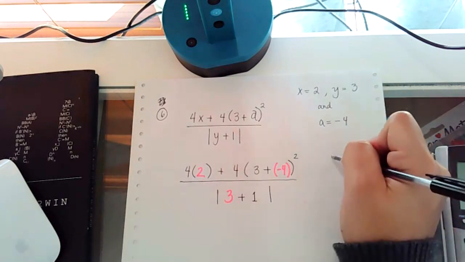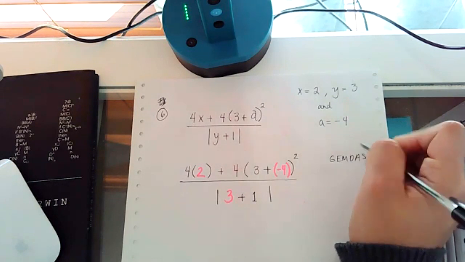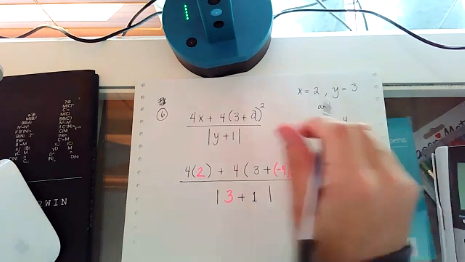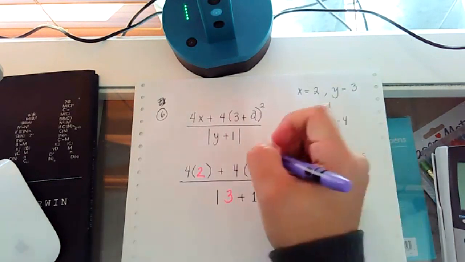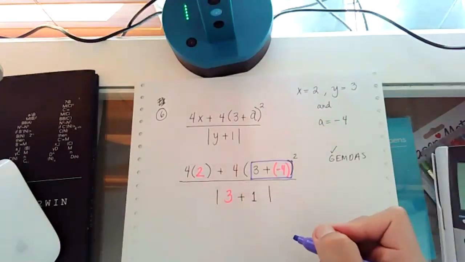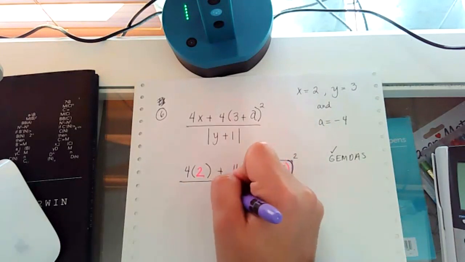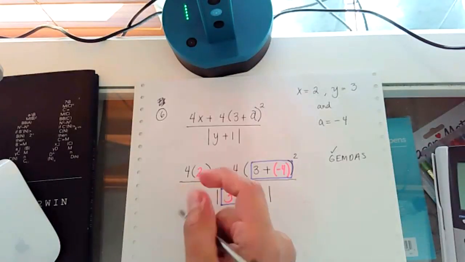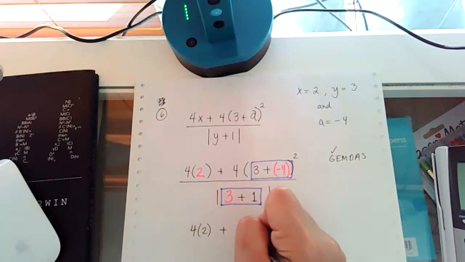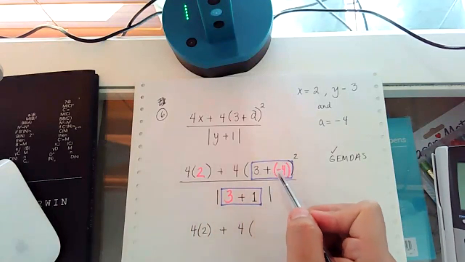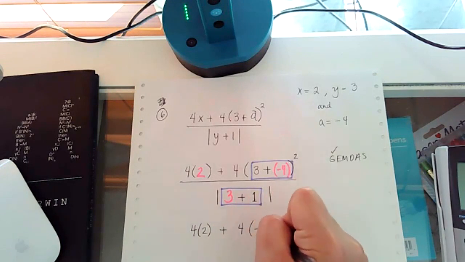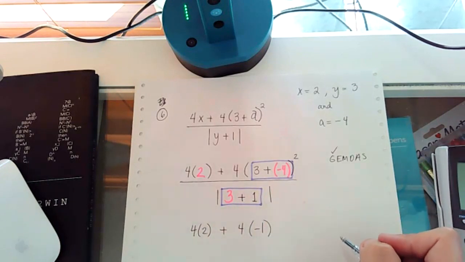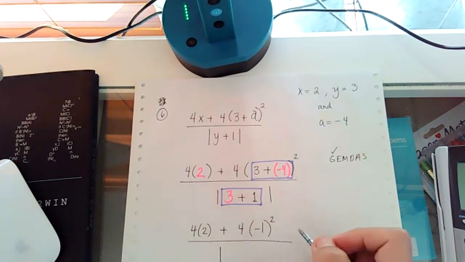But in any case, we'll use our order of operations and do whatever's in the grouping symbols first. So I can take care of 3 plus -4 right off the bat, and I can take care of this 3 plus 1 right off the bat. So I might leave this as 4 times 2 plus 4 times 3 plus -4 should be -1. Now I'll throw the square up here, all over the absolute value, 3 plus 1 is 4.